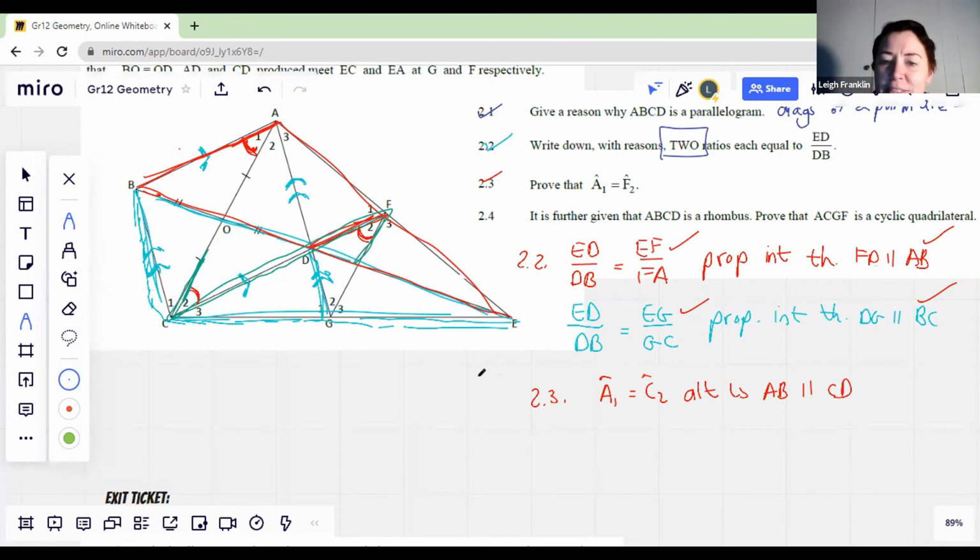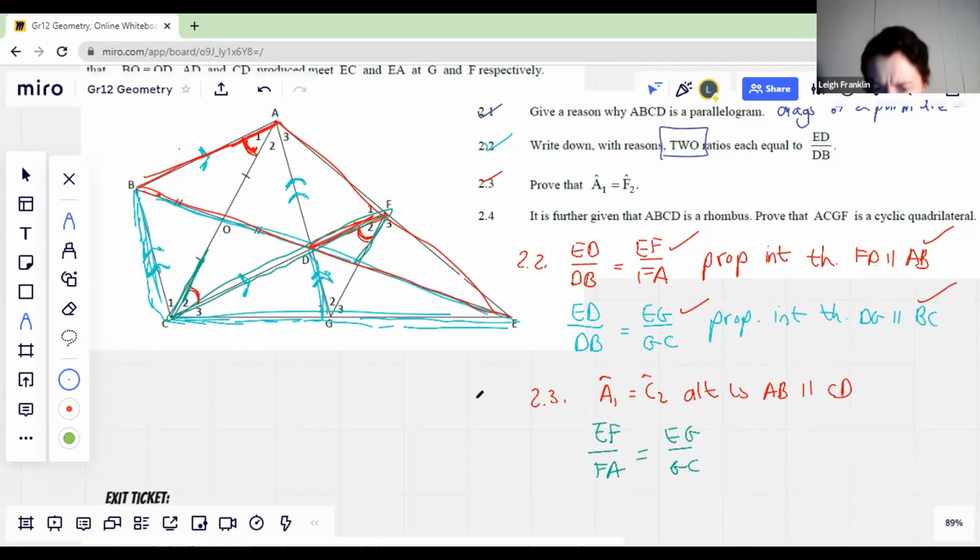Right. And can you see we've actually already got that from 2.2? Look at 2.2, guys. Can you see that ED over DB is equal to EF over FA, and it's also equal to EG over GC? So based on what I've already discovered, I'm now going to say EF over FA is equal to EG over GC. Okay, look at this. EF, it works perfectly.